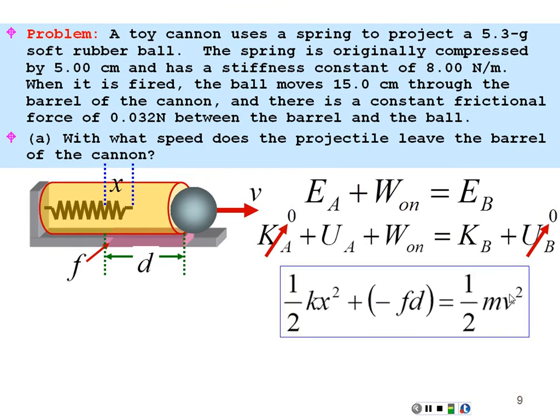So we have our potential energy at A, 1/2 kx squared, plus our work done along the way, which is force times distance, cosine of 180 degrees. That's going to be a negative force times distance, is equal to 1/2 mass times the velocity at B squared. And we want to find out what this velocity at B is, so we're going to solve for that.